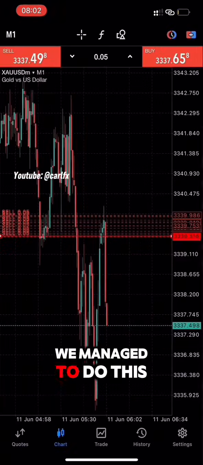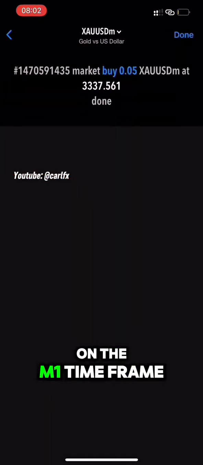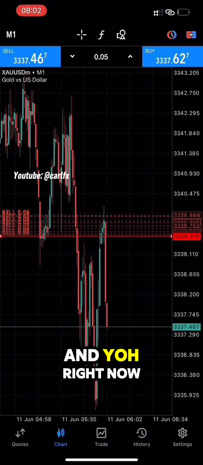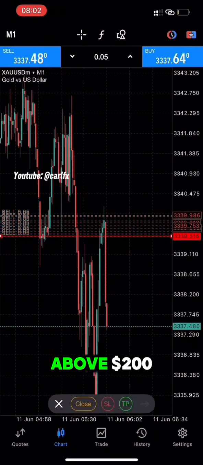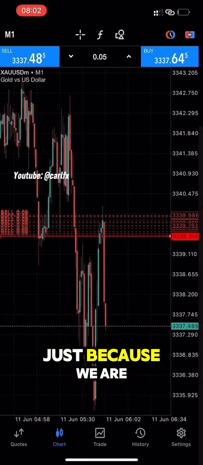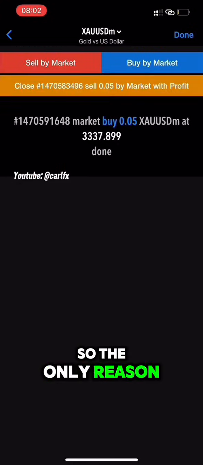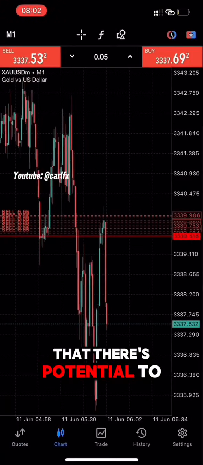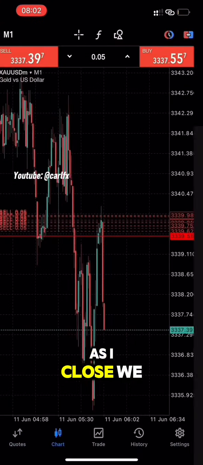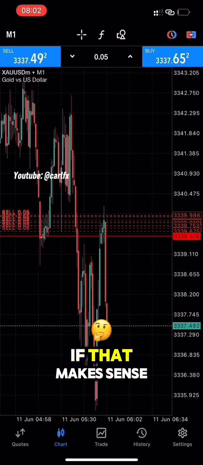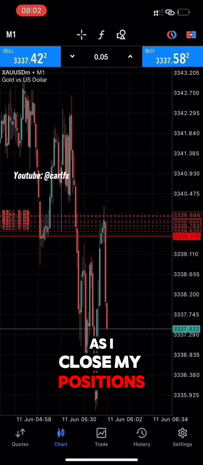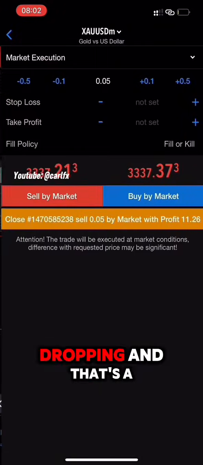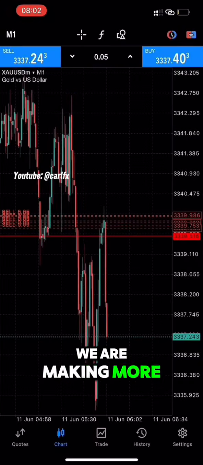Actually, we managed to do this in minutes because we are trading on the M1 time frame, and yo, right now we are currently floating above $200 just because we allowed Forex to do its thing. So the only reason why I close my positions bit by bit is I still know that there's potential to go down. As I close, we are also making more money, if that makes sense to you. As I close my positions, the market is still dropping, and that's a good thing. We are making more money.